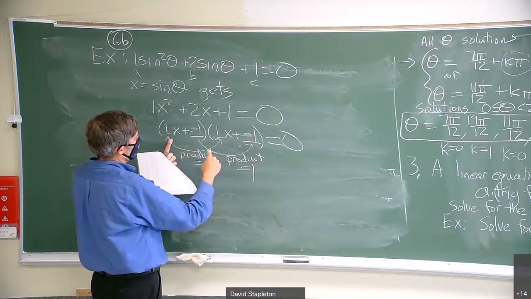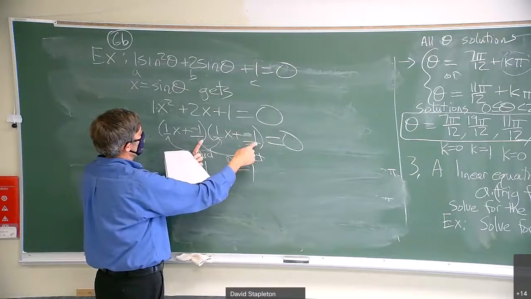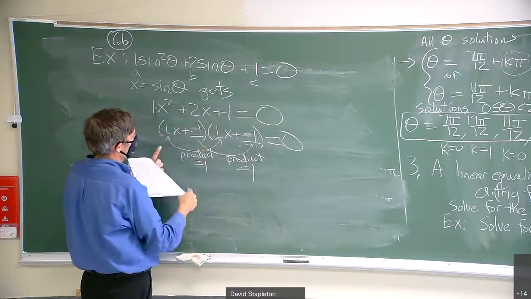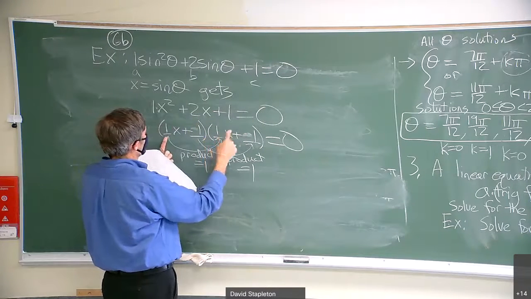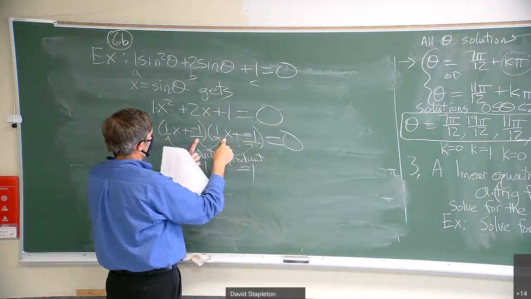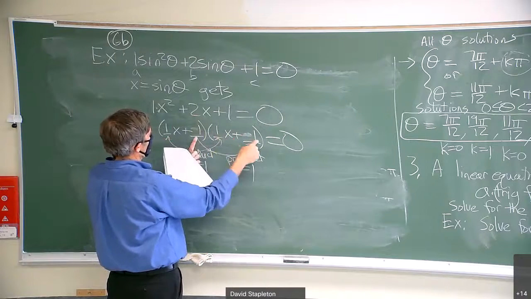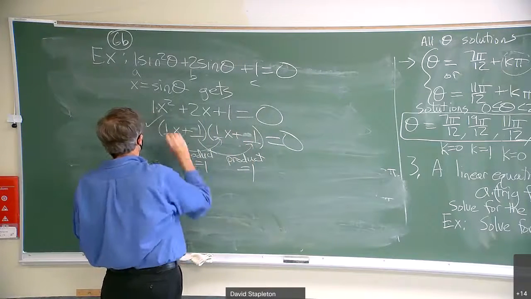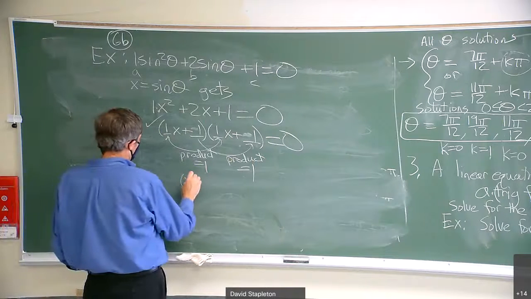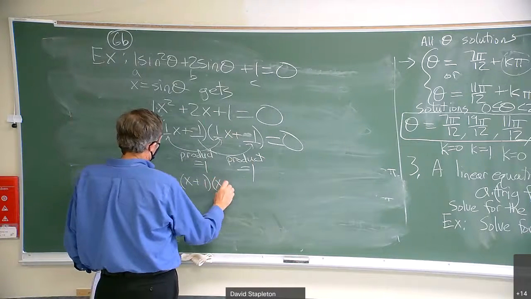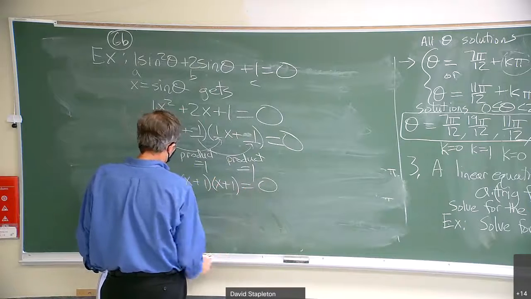And now I'll try FOILing. So you try different things whose product is 1 until you get one that gets the right middle term. Now, this times this is x squared. This times this is x. This times this is x. There's 2x. Oh, good. This times this is 1. Now it checks by FOIL. So if I write this with brevity here, it's x plus 1 times x plus 1 equals 0.